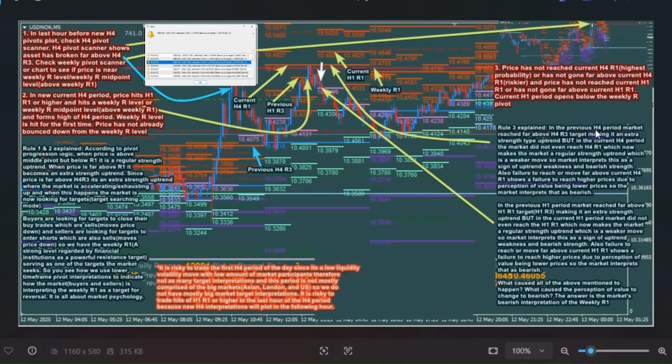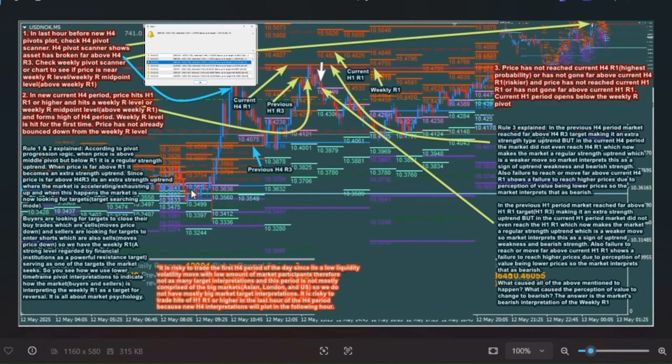Rule 3 explained. In the previous H4 period, market reached far above the H4R3 target, making it an extra strength uptrend. But in the current H4 period, the market did not even reach H4R1, which now makes the market a regular strength uptrend, which is a weaker move. So the market interprets this as a sign of uptrend weakness and bearish strength. Also, failure to reach or move far above the current H4R1 shows a failure to reach higher prices due to perception of value being lower prices. So the market interprets that as bearish, okay?